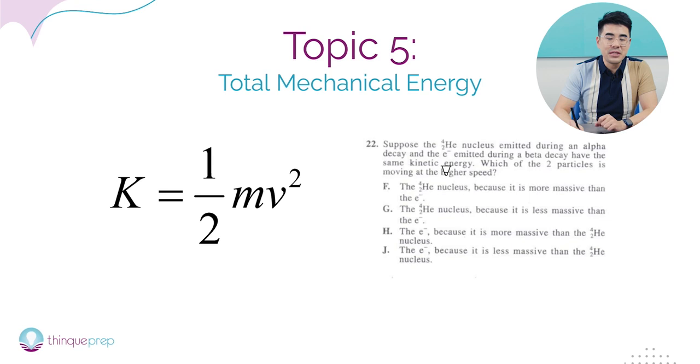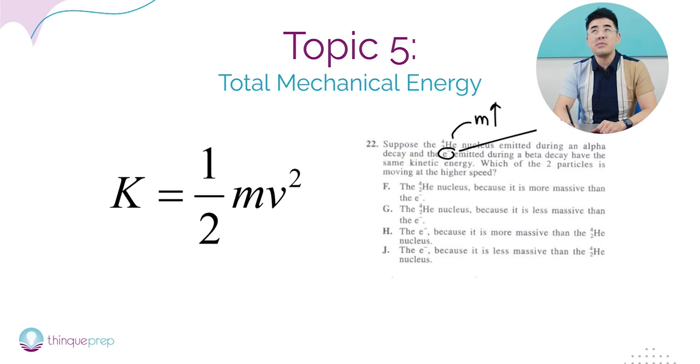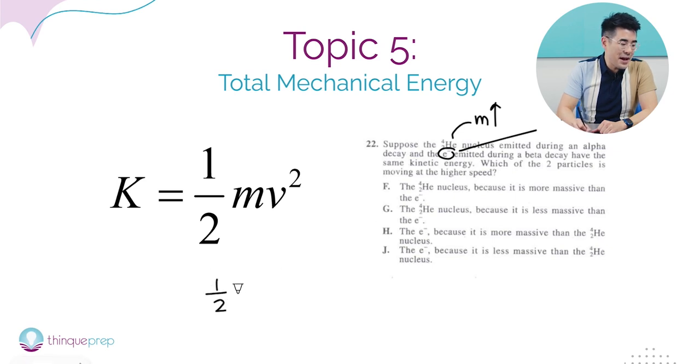So what you need to know is that the helium nucleus is going to have a much bigger mass. So I'll do M up for higher mass. And then the electron is going to have a much lower mass. So students will be like, okay, well the helium atom is a lot bigger, so it has more kinetic energy, right? That's wrong because it says they both have the same kinetic energy. So we could have 1/2 m1 v1 squared is equal to 1/2 m2 v2 squared, right?